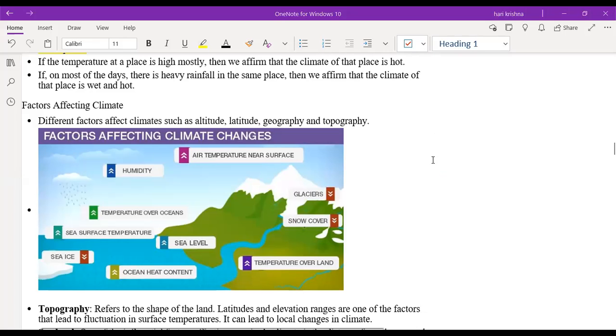Don't worry. So, factors affecting the climate. What are the factors which will affect the climate conditions of a particular place? Humidity and atmospheric pressure. Humidity is for the weather conditions. It will also have an effect on the climate, but we are taking the climate for the longer period of time, right?